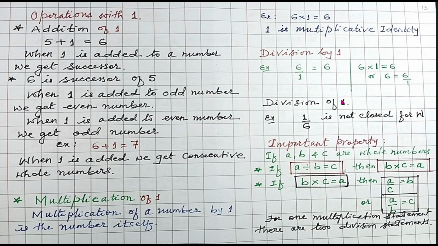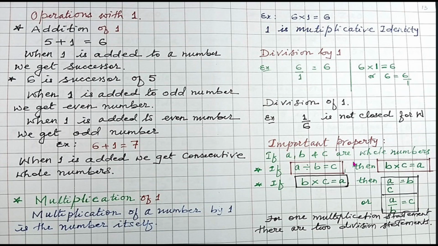Now division of 1 by any number. Division of 1 by any number is, for example, 1 by 6, which does not exist in the set of whole numbers, and therefore it is not closed for the set of whole numbers.